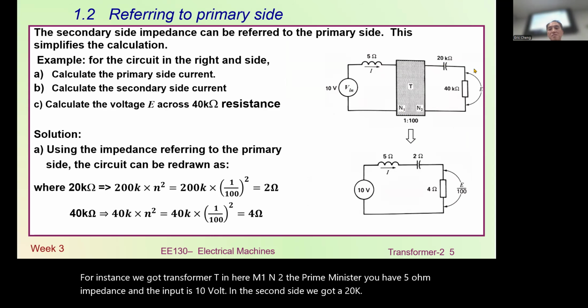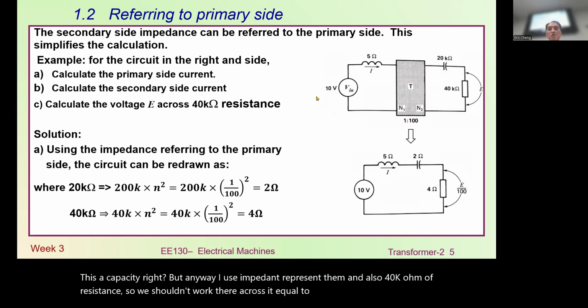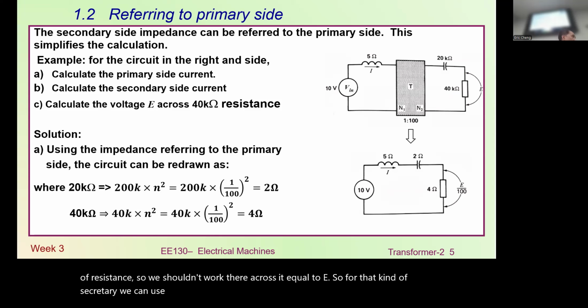This is a capacitor, right? But anyway, I use impedance to represent them. I also have 40K ohm of resistance. So we assume the voltage across it equals E. For that kind of circuitry, we can use the impedance matching equation to make our calculation simple.